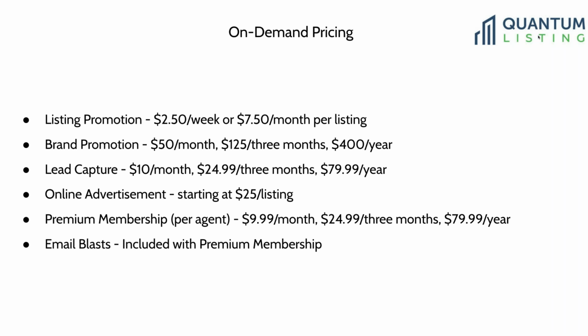You can also do bigger plans for that if you want, and then your Quantum Listing membership is $9.99 a month, $24.99 for 3 months, or $79.99 for a year. And the email blasts that we just talked about are included with your premium membership.